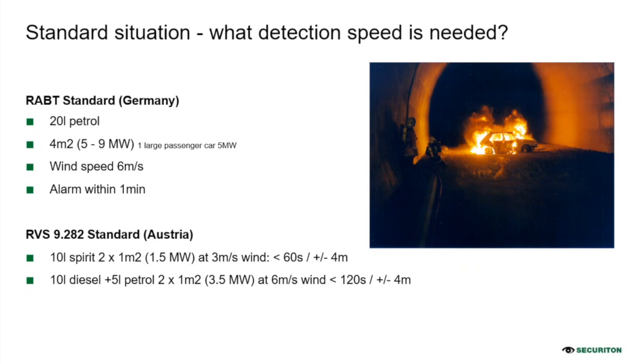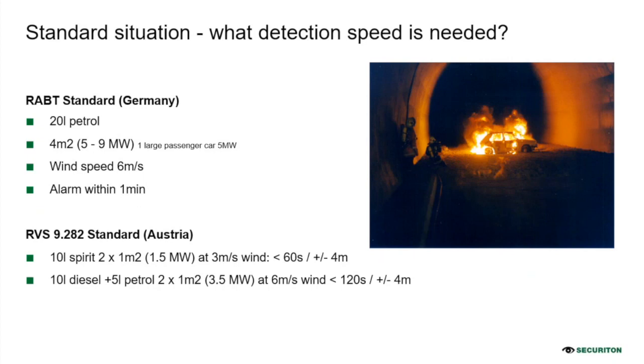And then they simulate a ventilation speed of around 6 meters per second. So it's quite a strong speed. And the system must be capable of triggering an alarm within 1 minute. So these are the points that are inside the standard, how fast the system has to work.